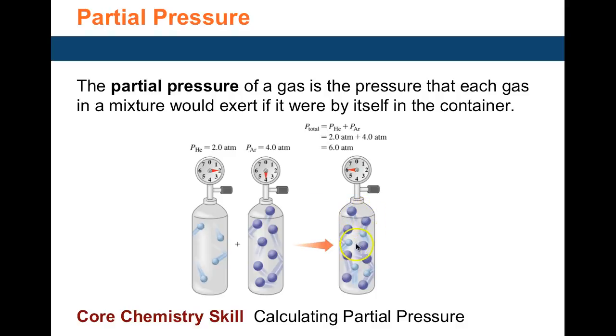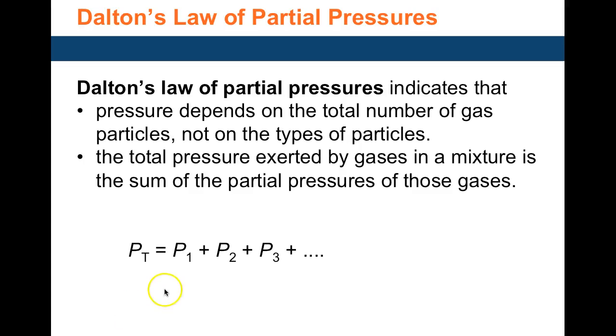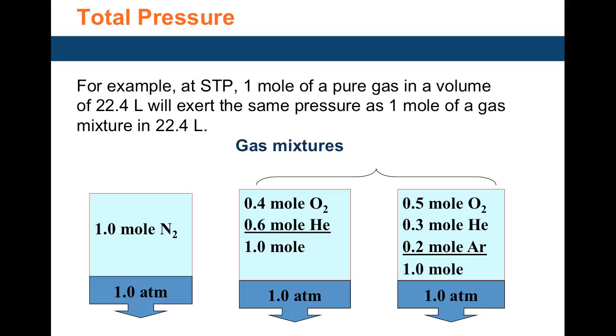That means each gas is acting as though it's occupying that space all by itself and exerting its own pressure. So the total pressure is the sum of the individual pressures of each of the component gases, all right? So that's what Dalton's law is. Dalton's law states that the total pressure, P total, PT, is equal to the pressure of the first gas, the second gas, the third gas, depending on how many gases are there in the mixture. So the sum of the partial pressures of each of the component gases equals the total pressure.